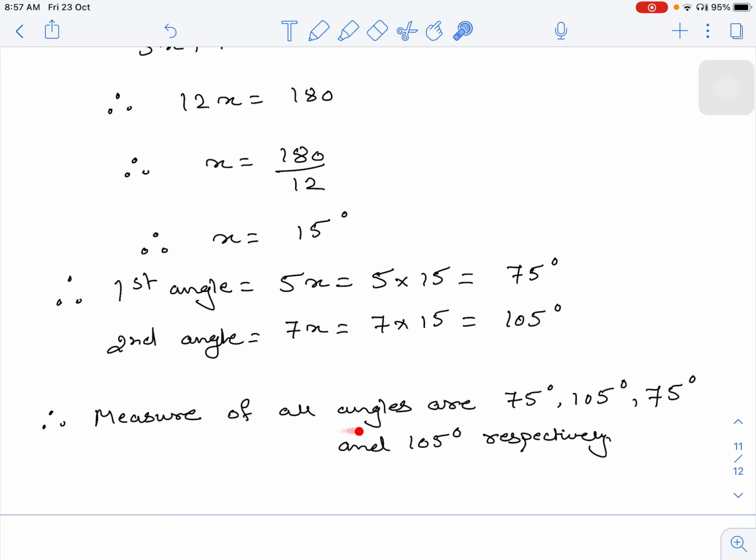Therefore, the measure of all angles are first angle 75, second 105. Now, third is similar to first because opposite angles of a parallelogram are equal. And finally, the fourth angle is 105 respectively.